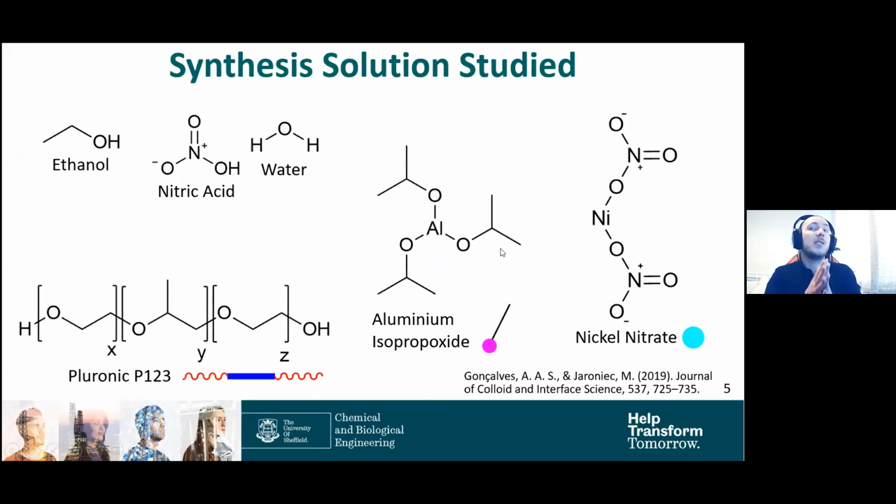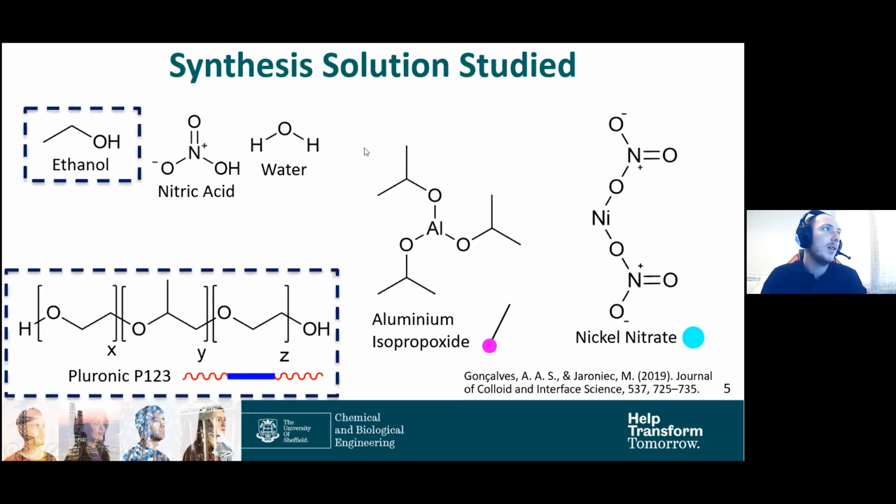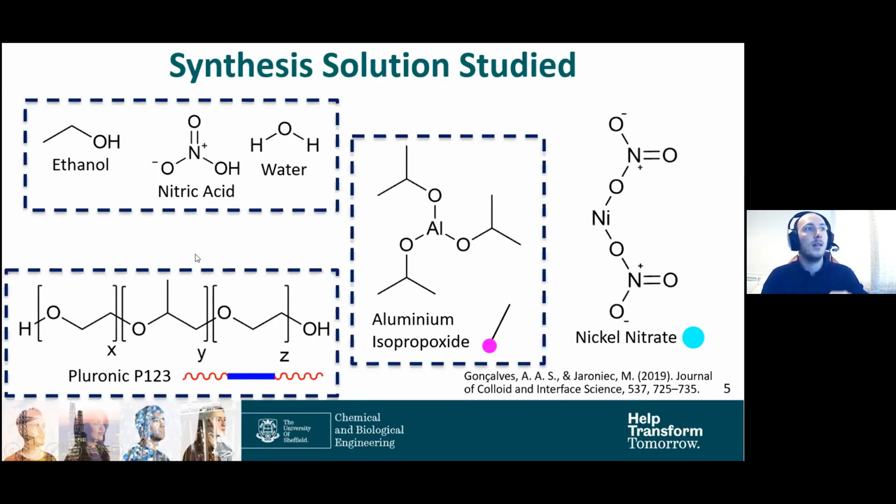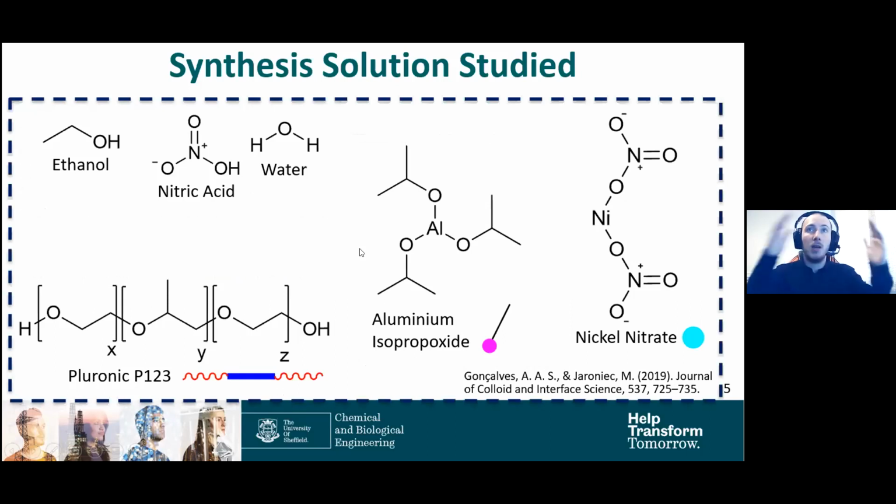We studied solutions to synthesize a nickel alumina catalyst, which was synthesized in the literature. So in this instance, our block copolymer was Pluronic, and we had a metal salt and metal alkoxide. They were mostly dissolved in ethanol, but we also used some nitric acid, which had a little bit of water, and it was a hexahydrate salt, so there was a little bit more water there. We wanted to study each component to see how it affected the reactivity. So we studied the ethanol Pluronic as a single solution, added the nitric acid, added the aluminium isopropoxide, and then the whole precursor solution.